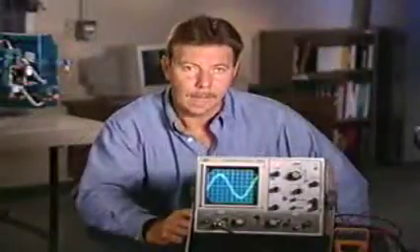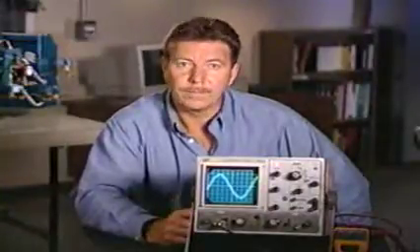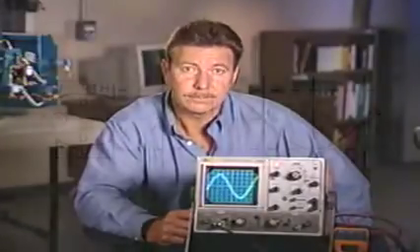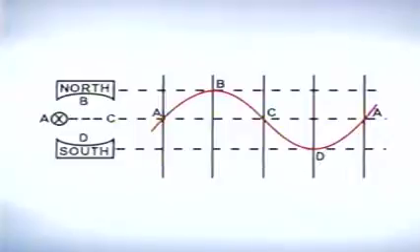Alternating current, commonly referred to as AC, is an alternating flow of electrons. Electrons flow in one direction and then in the opposite direction at regular intervals. The sine wave is a graphical representation of alternating current, which is produced when a conductor cuts a magnetic field.